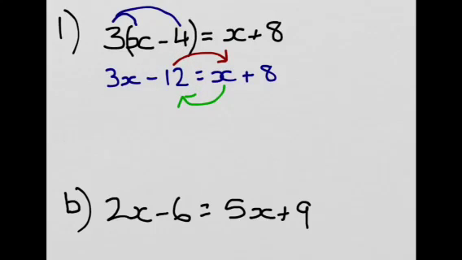In part B you've got a similar question, 2x minus 6 equals 5x plus 9, and again you're looking to move your x's to the left and your numbers to the right and then solve for x.